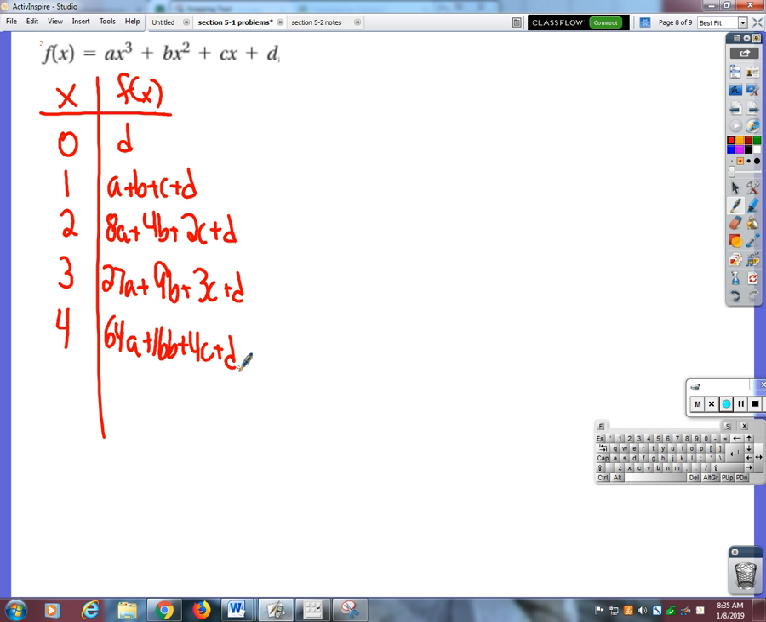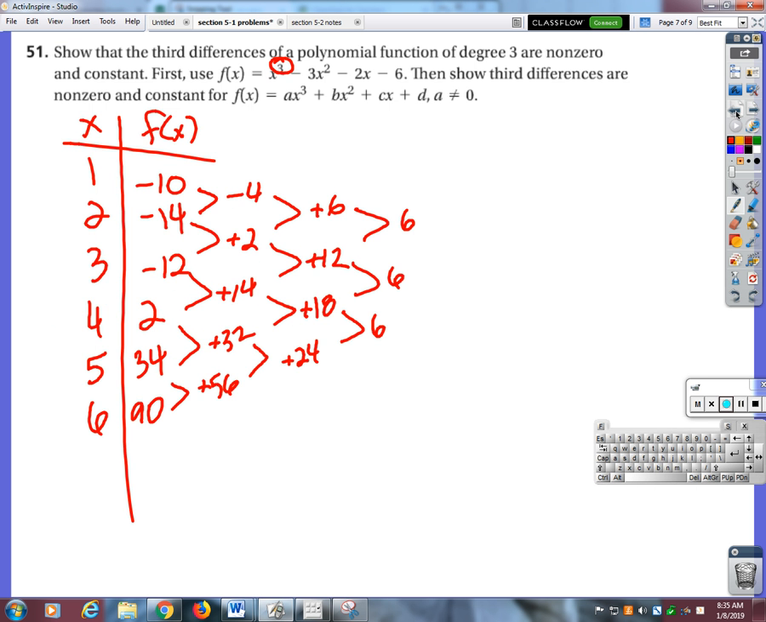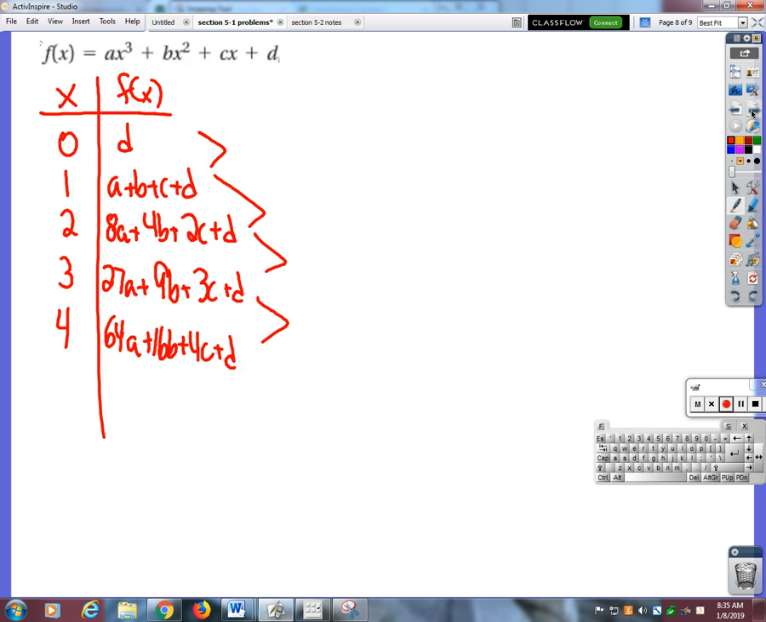Okay? All right, so now what we're going to do is figure out the differences with these. Things are going to get a little crazy when we do that, but before we do, let's talk about what we're really doing here. To figure out that this was -4, I was going this number minus this number, okay? This number minus the one before it. So if I go a plus b plus c plus d minus d, what do I get? A plus b plus c.